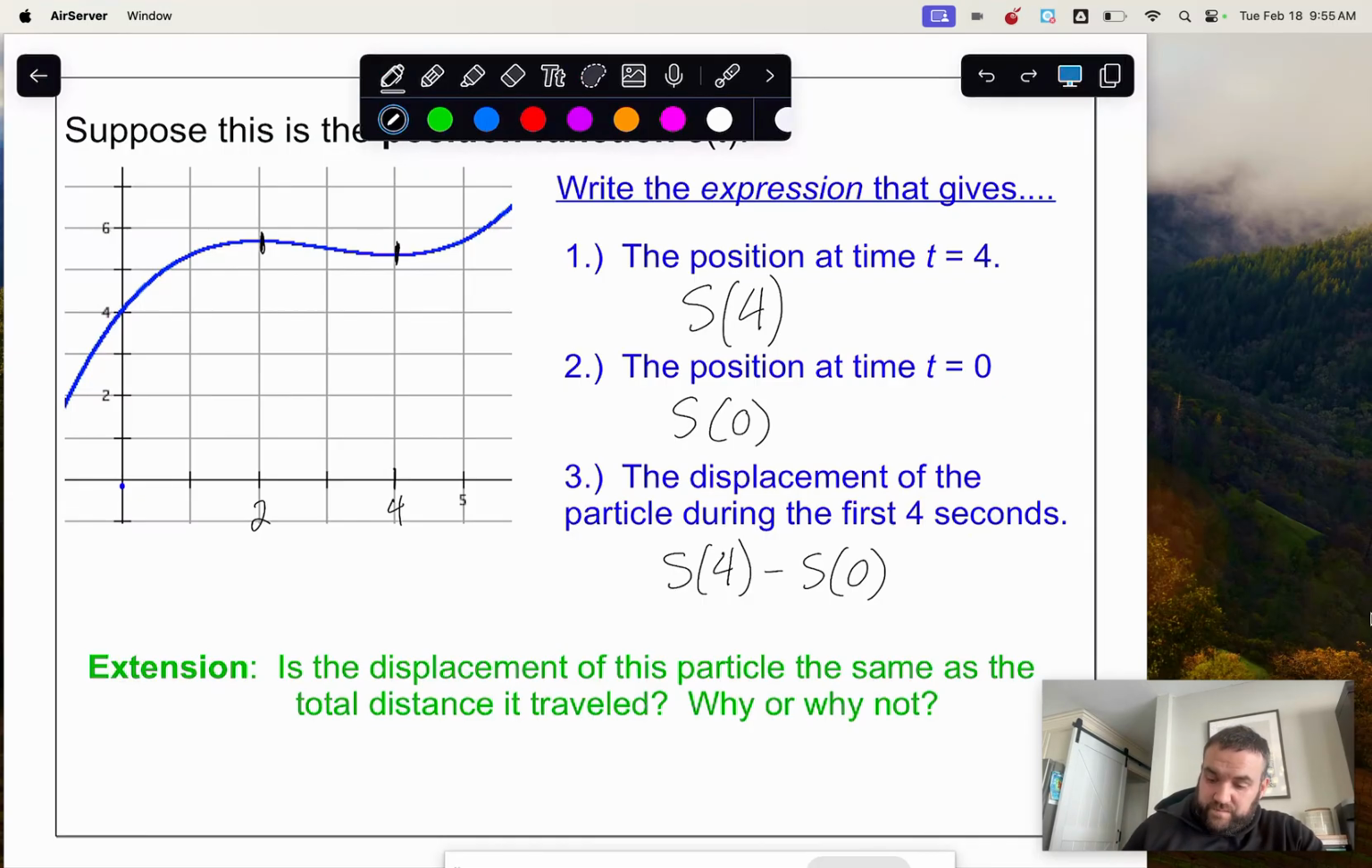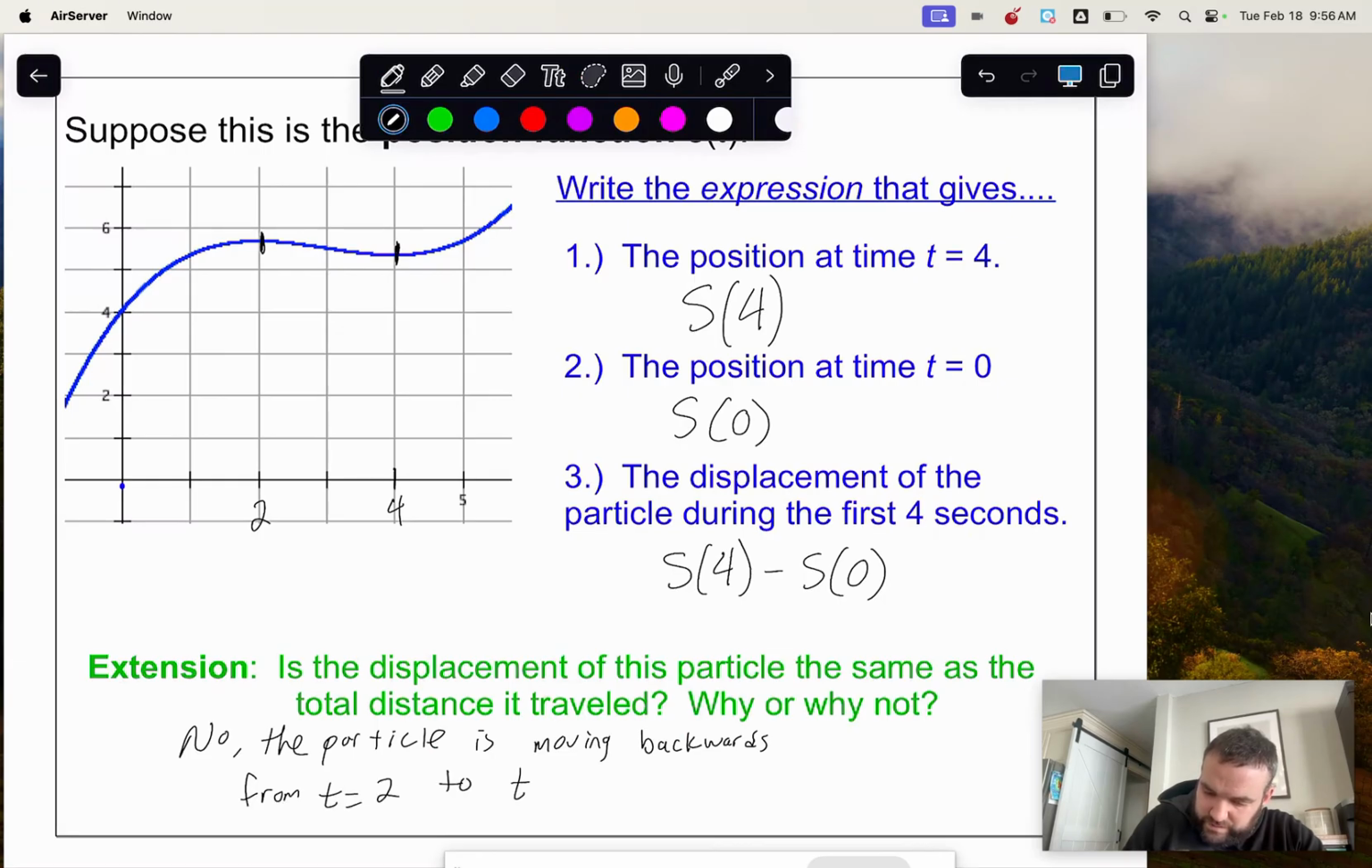So is the displacement of this particle the same as the total distance? No. This is one way you could say it: the particle is moving backwards, or negative, from t equals 2 to t equals 4.